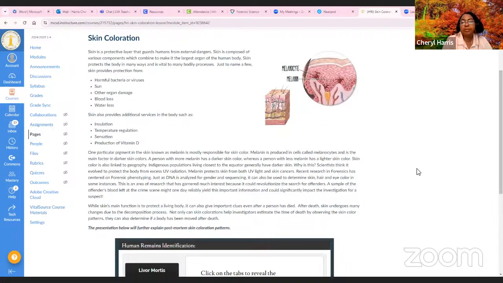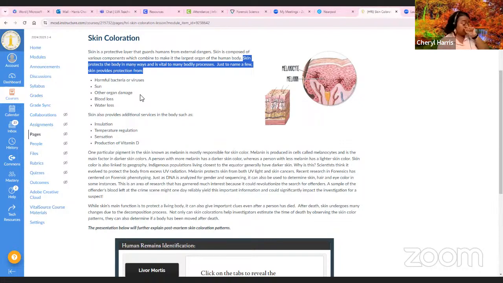All right, so we're looking at what they can tell. So if the skin is still intact, these are things that they can tell about the victim from their skin. Have they had any viruses or bacteria? Or what was their exposure to the sun? Sometimes, excuse me, liver damage leaves spots. Certain organ damage leaves spots on your skin. Blood loss and water loss. Are your cells all dried up because you're dehydrated? Okay.